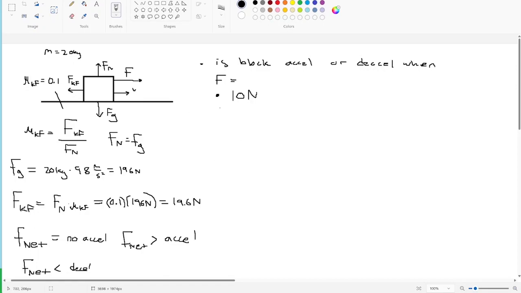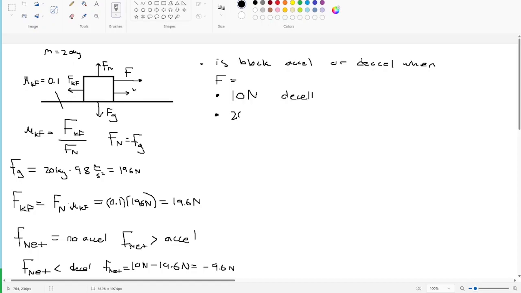So in this case, we apply 10 newtons of force, and the force of kinetic friction is 19.6 newtons. Net force is then going to be equal to 10 newtons minus 19.6, which is negative 9.6 newtons. So it's going to be in the negative direction. So the block is going to decelerate in this case. Okay, my spelling is inconsistent, but you get the idea.